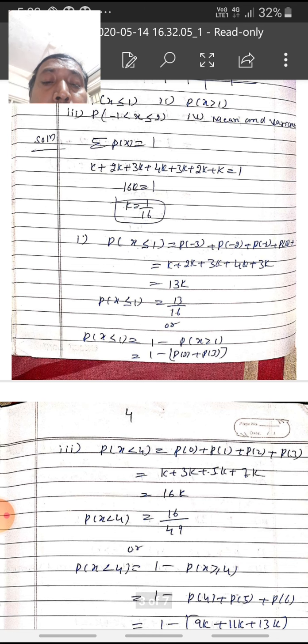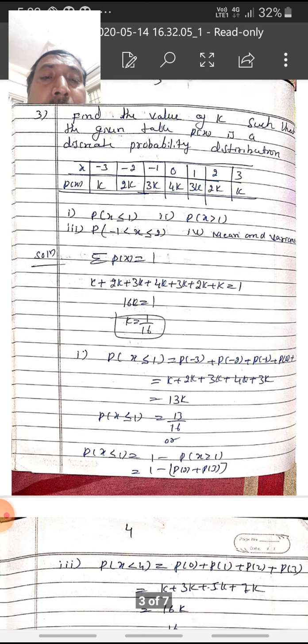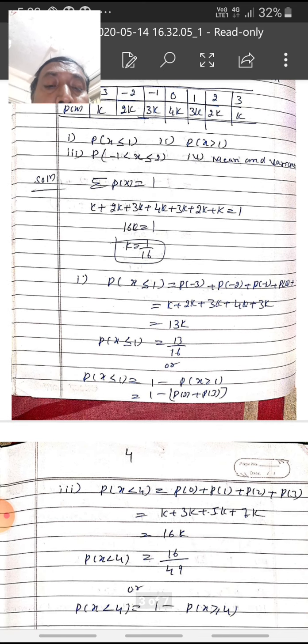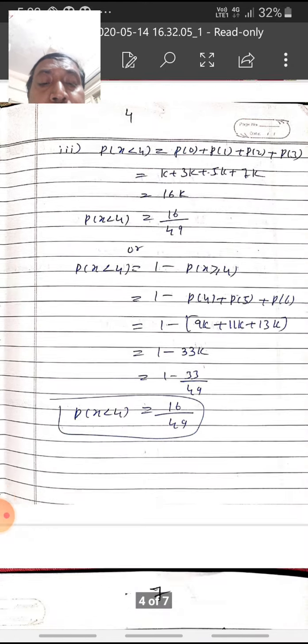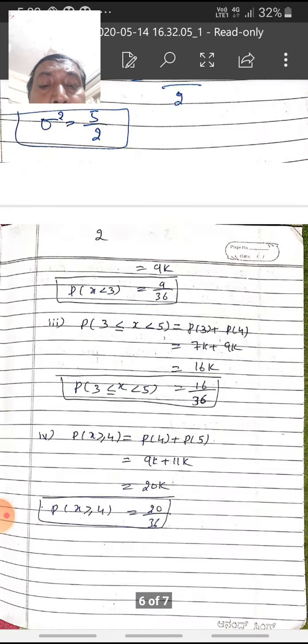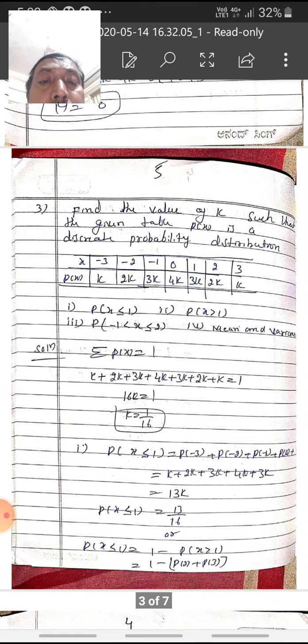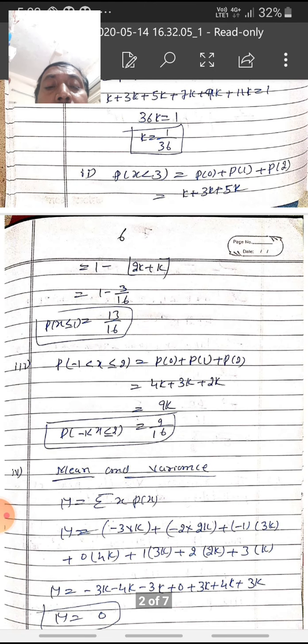Instead of adding all, you can use one more method. Probability x less than 1 means 1 minus, instead of adding the first 5 values, subtract the last 2 values. See, 1 minus P of 2 plus P of 3. 2k plus k, 3k. 1 minus 3 by 16, or 13 by 16. We can find it by either method.